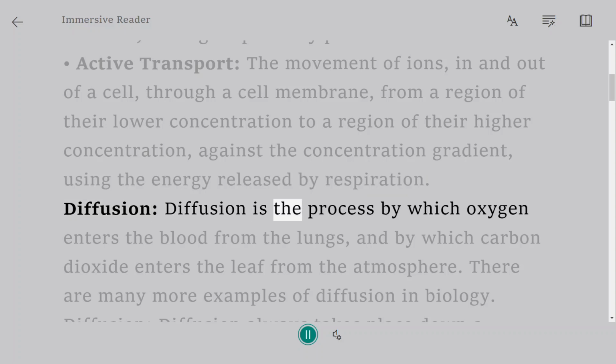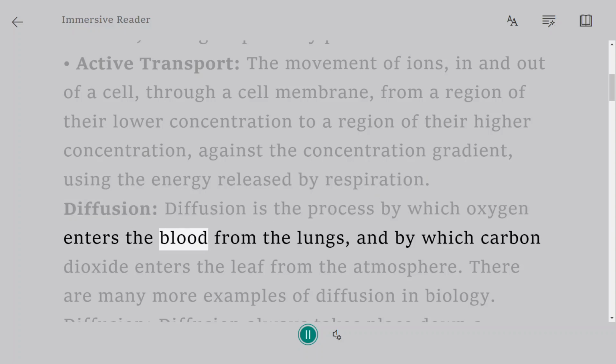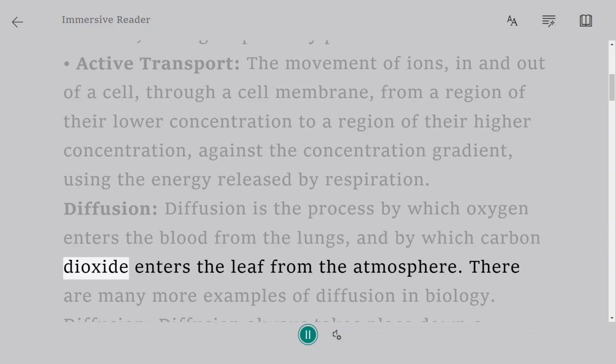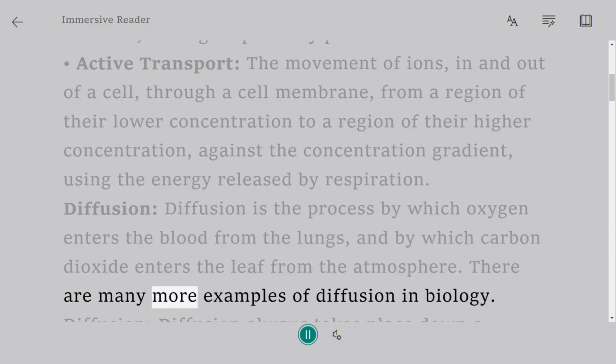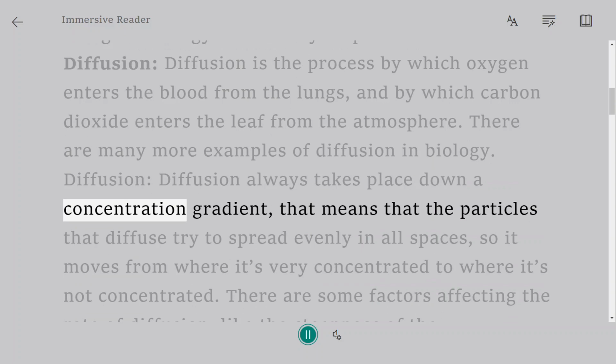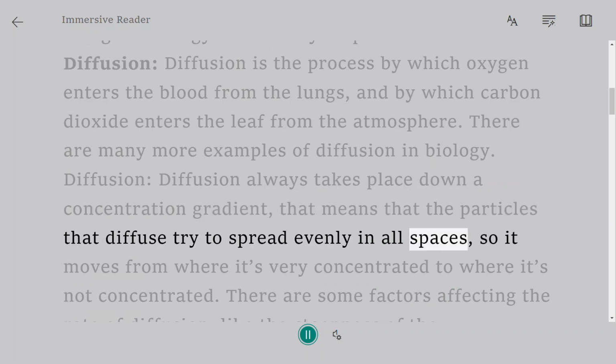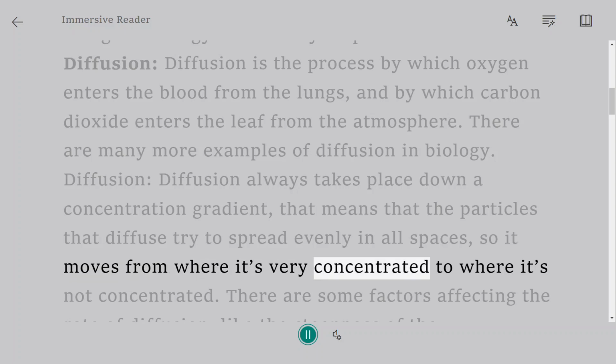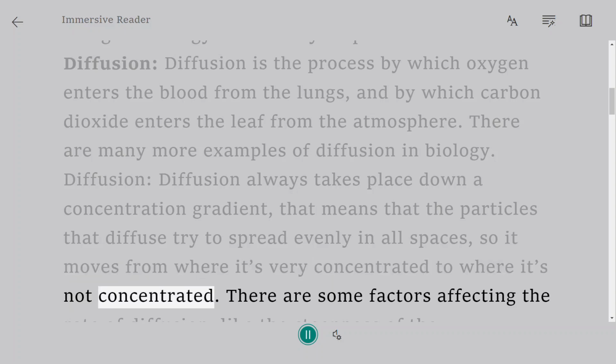Diffusion is the process by which oxygen enters the blood from the lungs, and by which carbon dioxide enters the leaf from the atmosphere. There are many more examples of diffusion in biology. Diffusion always takes place down a concentration gradient. That means that the particles that diffuse try to spread evenly in all spaces, so they move from where they are very concentrated to where they are not concentrated.